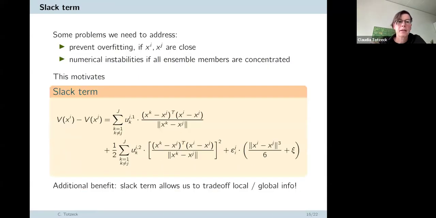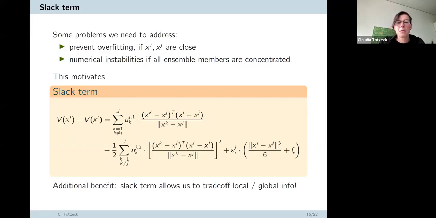And some problems we have to address is, of course, we do all these differences here. And if you recall, if you want to use it for CBO, then at the end, the particles collapse. So then the particles get very, very close, and we can run into trouble with these terms. So we have to prevent overfitting at some point and numerical instabilities for the implementation.